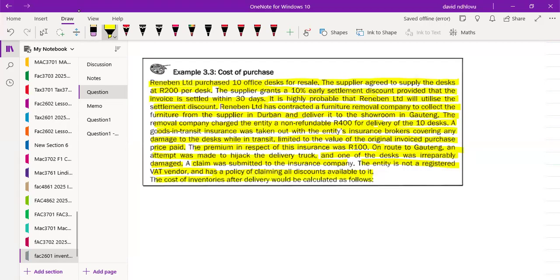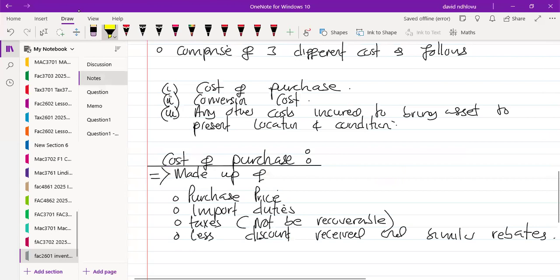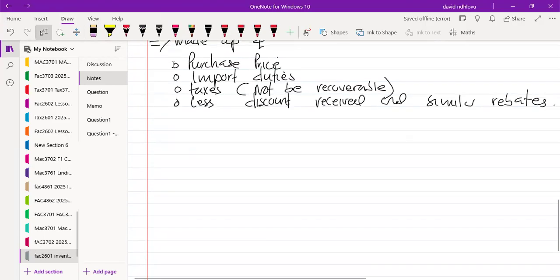Right, so let's go back to the notes a little bit. Remember here, there is the cost of purchasing the inventory. But if I want to determine the cost of the inventory when it is on my premises, I have to consider any other costs. So let's look at the any other costs that we are talking about here.